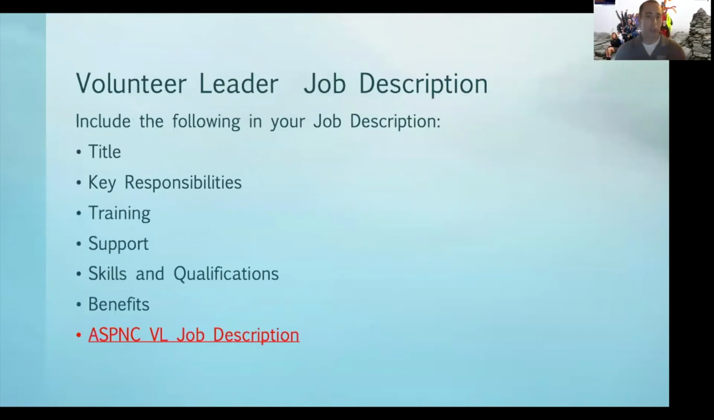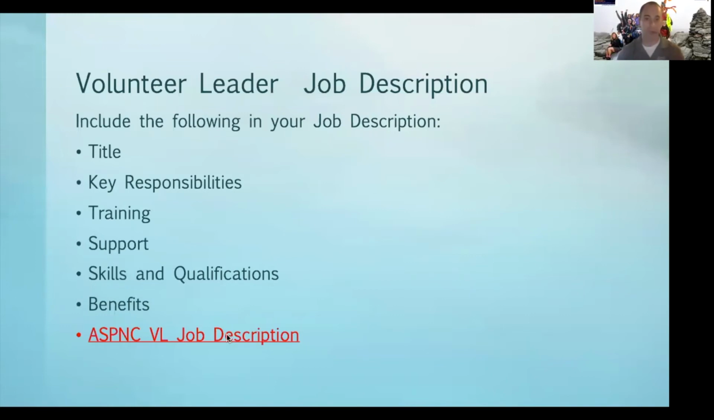So then we built the volunteer job description. For us, we included, and I'd recommend having, that title, what your key responsibilities are, what training they will need, what support they will get, the skills and qualifications, and the benefits. And we're going to take a look at our job description.